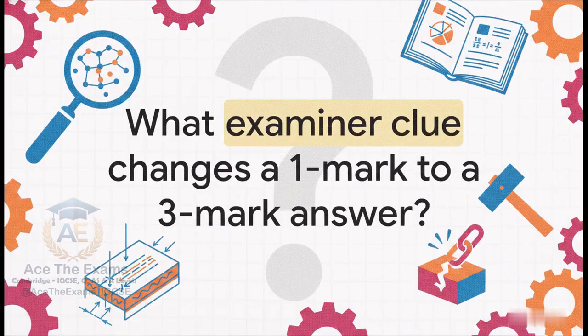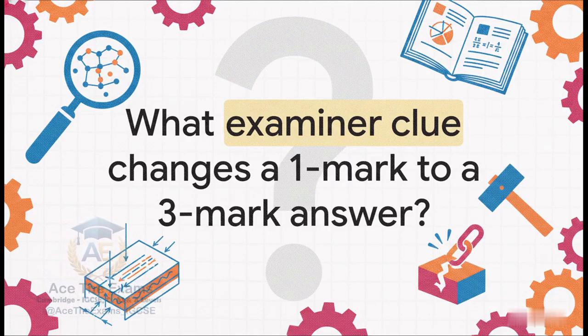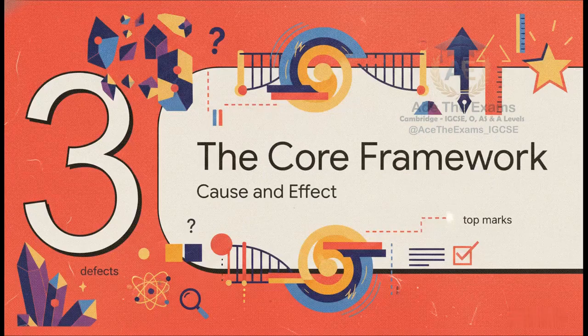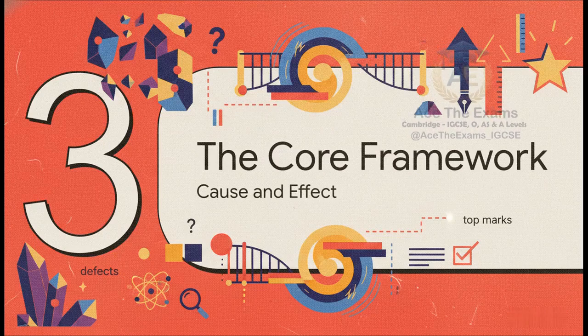Now, in just a moment, I'm going to show you the exact examiner clue that transforms a weak 1-mark answer into a full 3-mark response. But first, you need the framework that makes that clue completely obvious. Because trust me, once you see it, you'll never answer a material property question the same way again. Which brings us right to Section 3, our core framework of cause and effect.